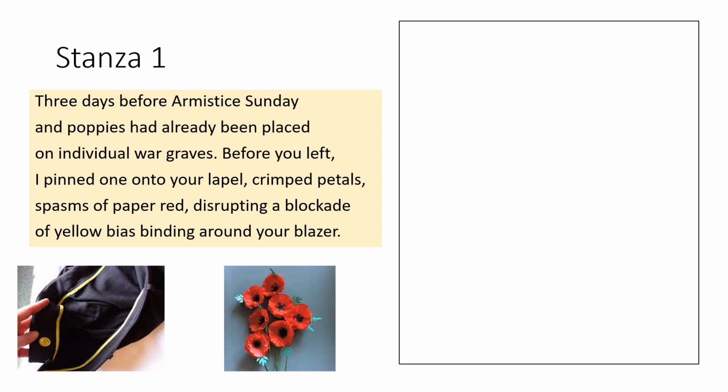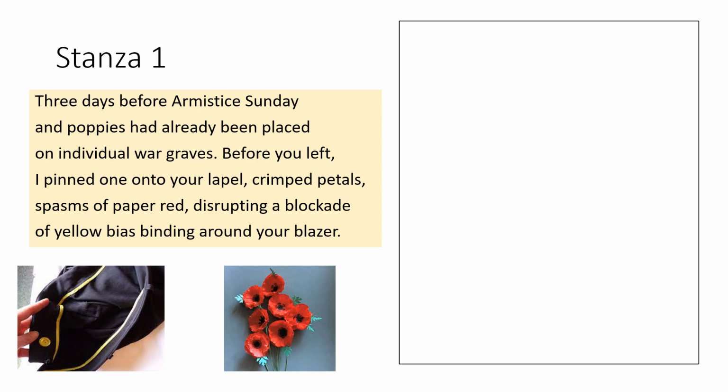Let's start with stanza 1 then, and it begins like this. "Three days before Armistice Sunday, and poppies had already been placed on individual war graves. Before you left, I pinned one onto your lapel, crimped petals, spasms of paper red, disrupting a blockade of yellow bias binding around your blazer."